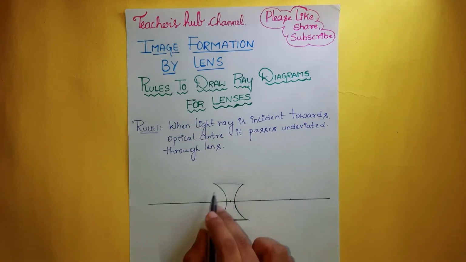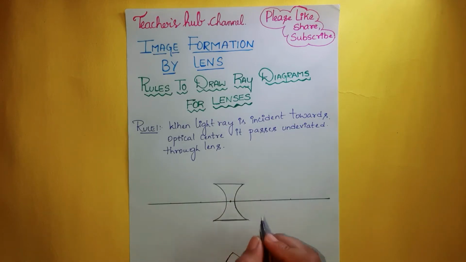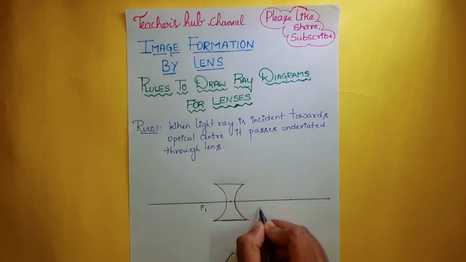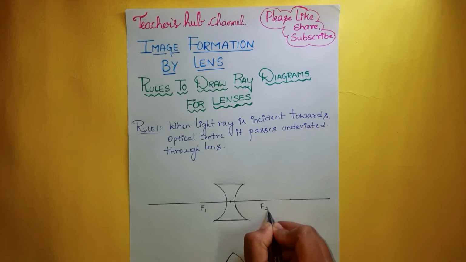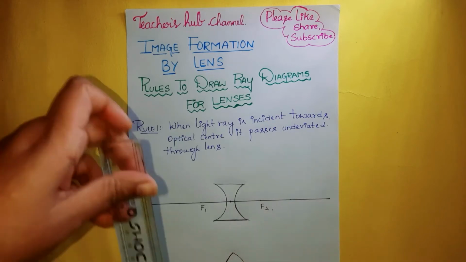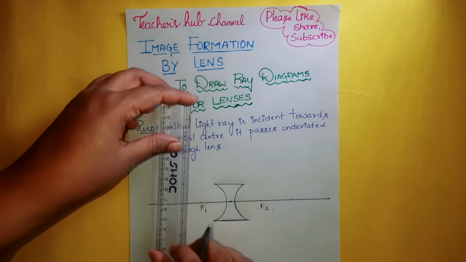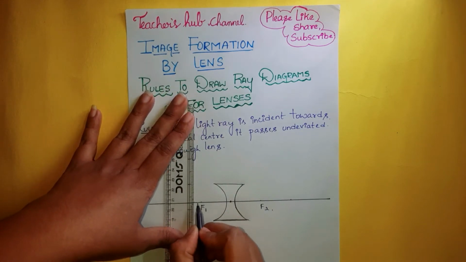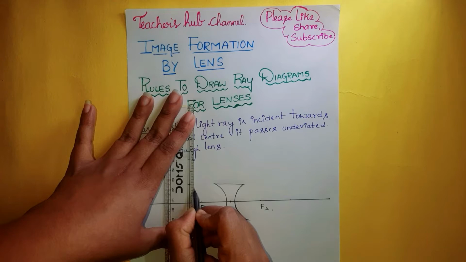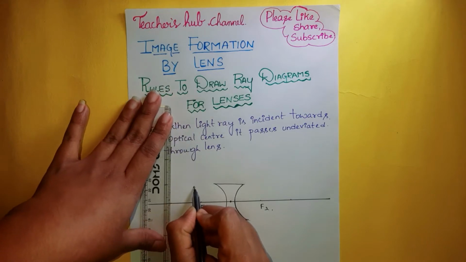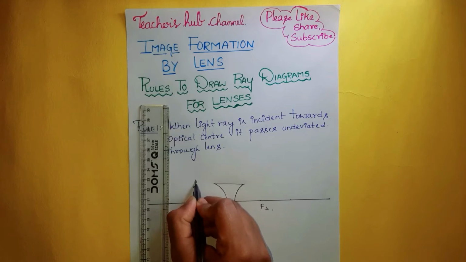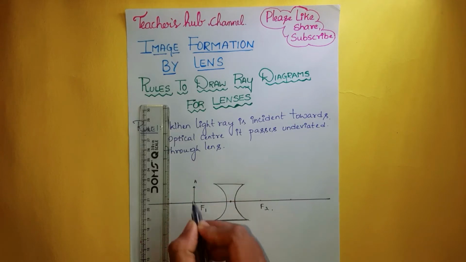First I have taken a concave lens. I'll mark this point as focus point F1 and this one as F2. Now I'll place an object. You can place it wherever you want. I'll be placing it here, beyond F1. I'm indicating the object using an arrow mark. I'll name this as A and this as B. So AB is our object.